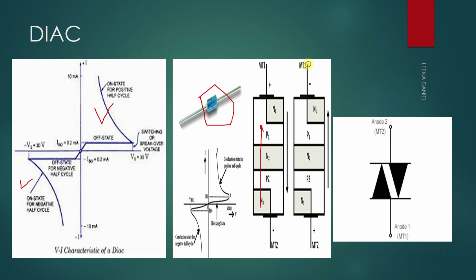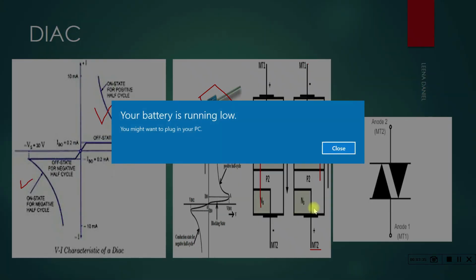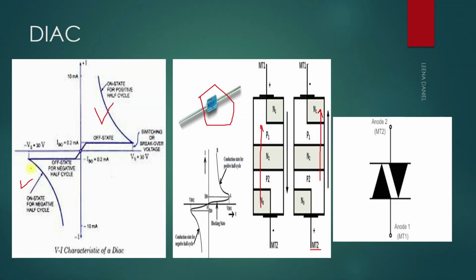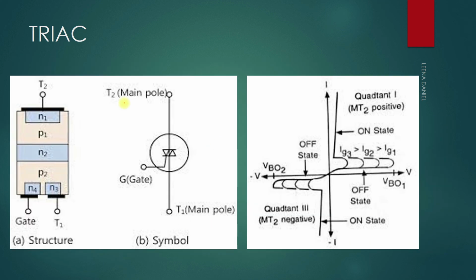Now make MT1 negative with respect to MT2, which means MT2 is positive and MT1 is negative. This PNPN layer will conduct as a thyristor, and in the negative or reverse direction it also conducts in reverse bias. So the diac can be used either in forward bias or in reverse bias, or we can say it can work in both directions. It's a bidirectional device. This is the triac.